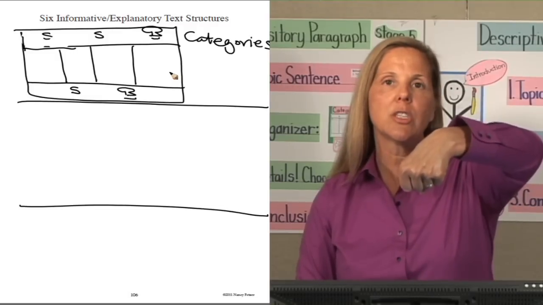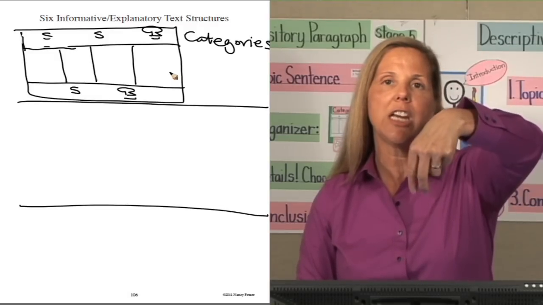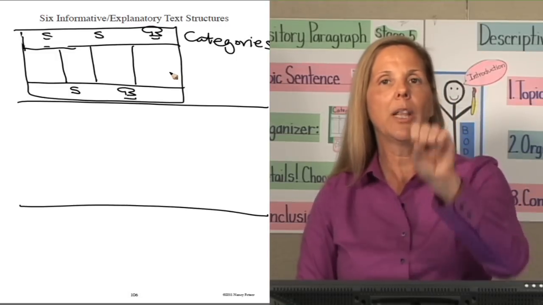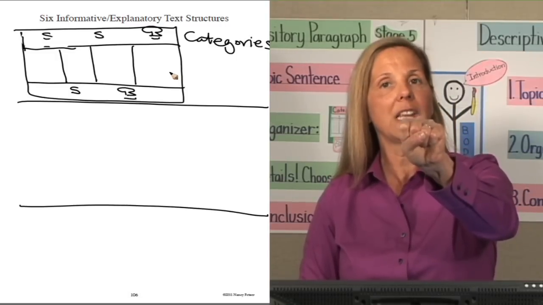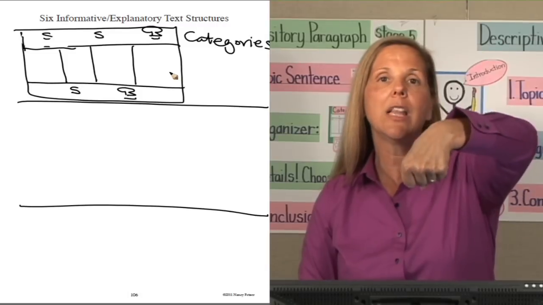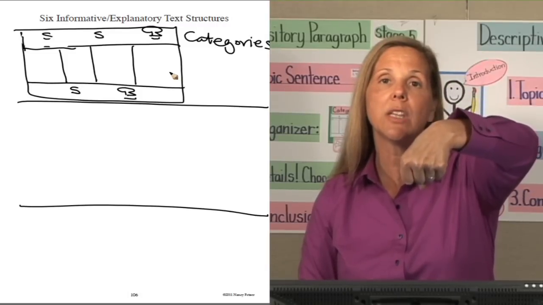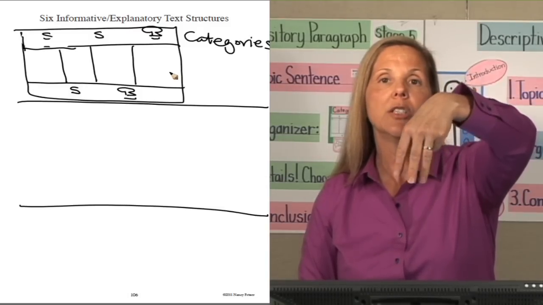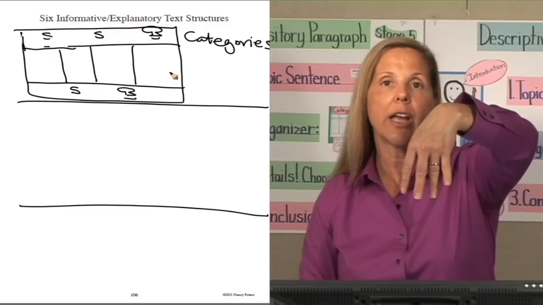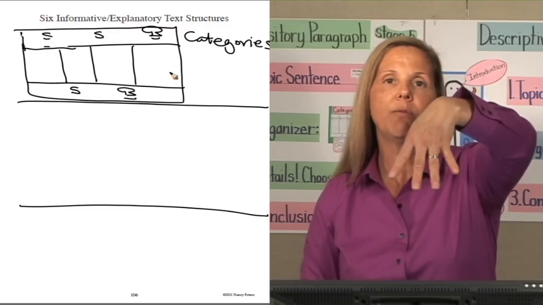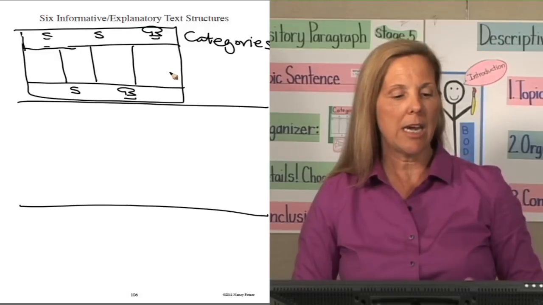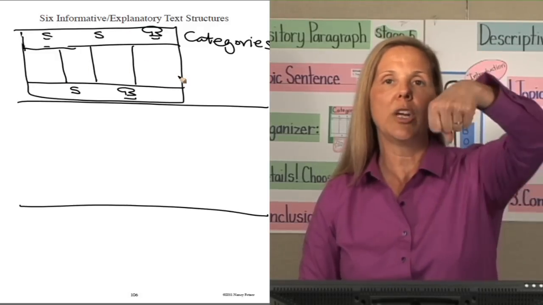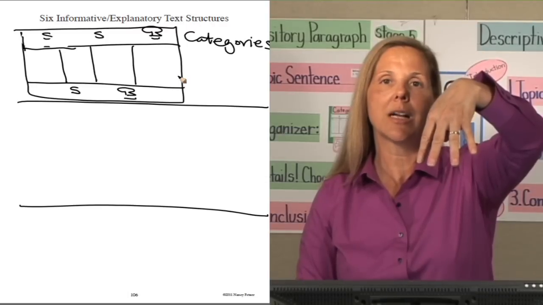And now parts, I'm going to put a finger down for each part that I need to tell about the whole. So plants need many different things to survive. Now let's figure out how many different things they need. They need soil, water, CO2, sunshine. So now I have 4 fingers. So that means I need 4 boxes. The fingers are going to decide how many boxes.